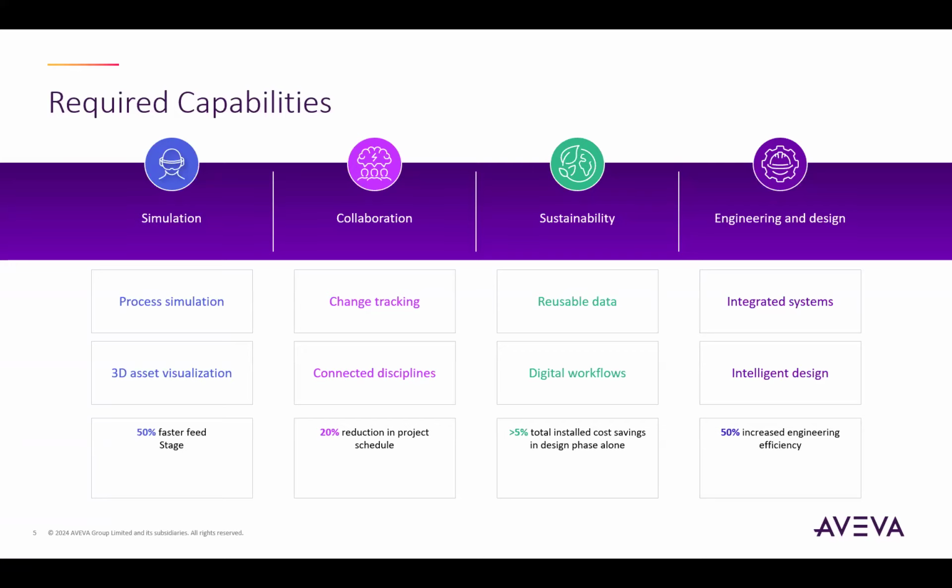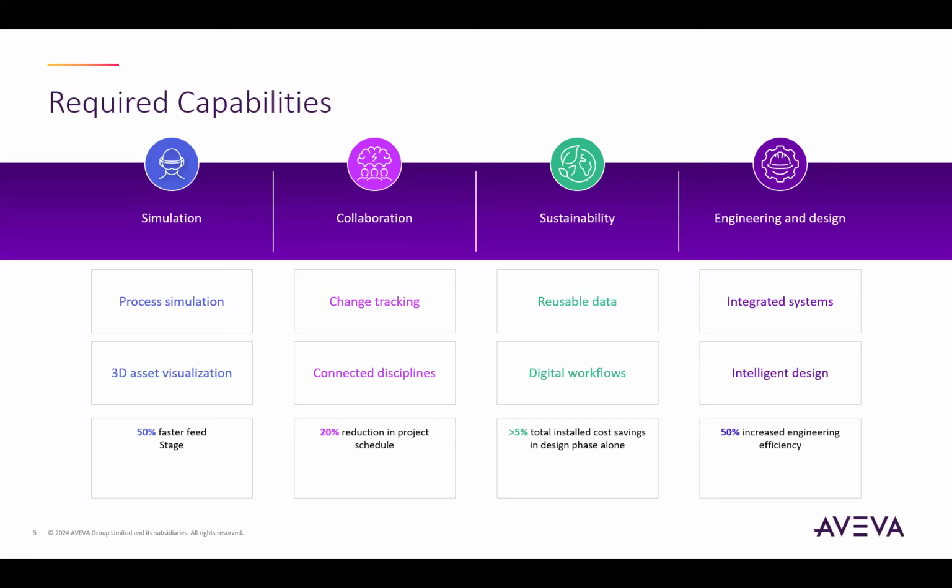On the collaboration side, they want to track every change management that happens between project disciplines. If changes happen on the process side, I need to alert my electrical or my instrumentation team of those changes and also track them. And also connect those disciplines with some sort of notification to be automatically triggered among themselves. And we will see that in some of the videos that I'll be showing today as well. If we have those capabilities, it can really reduce the project schedule by 20%.